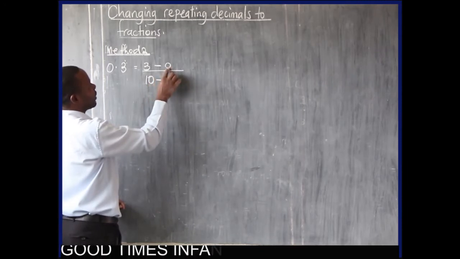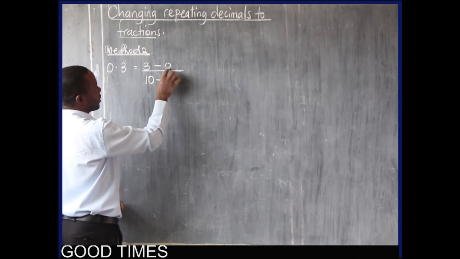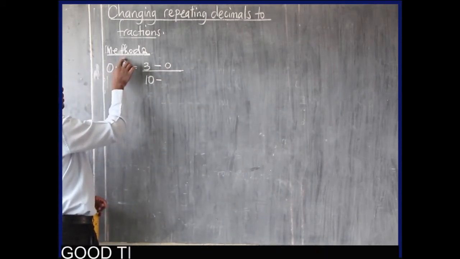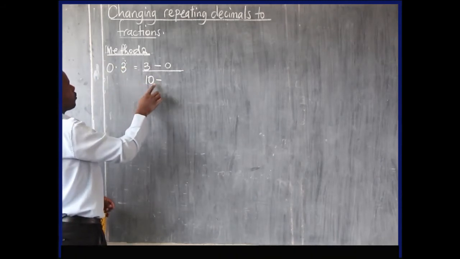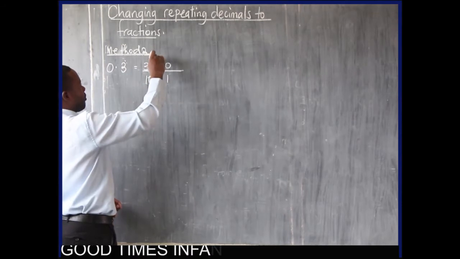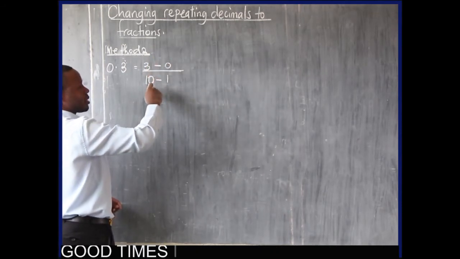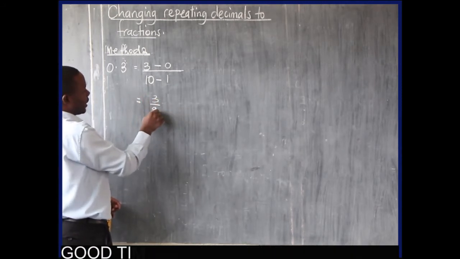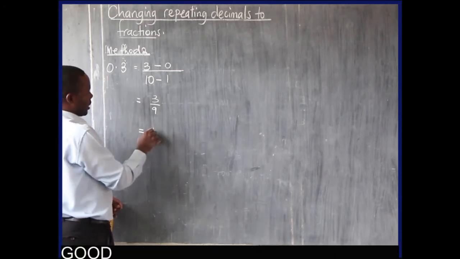Minus its place value. This is one fraction. Minus its place value. What's the place value of 0? This is 1s, because this is 10th. So this is 1s. So that's why we have 10 here. So minus 1. Up we subtract digits, then down we subtract place values. So what will you get? 3 out of 9. And when you simplify 3 out of 9 as we did, you will get a third.